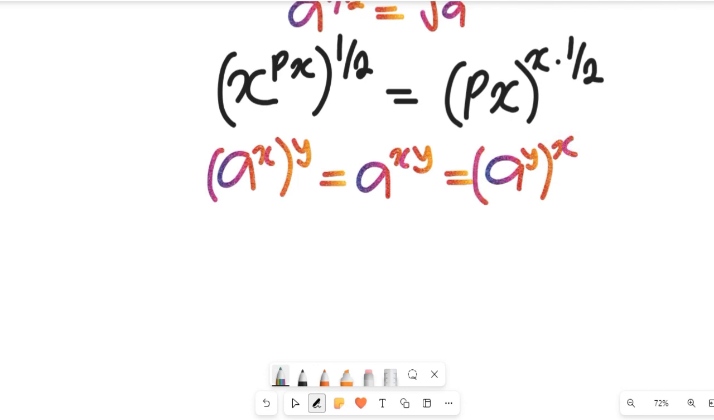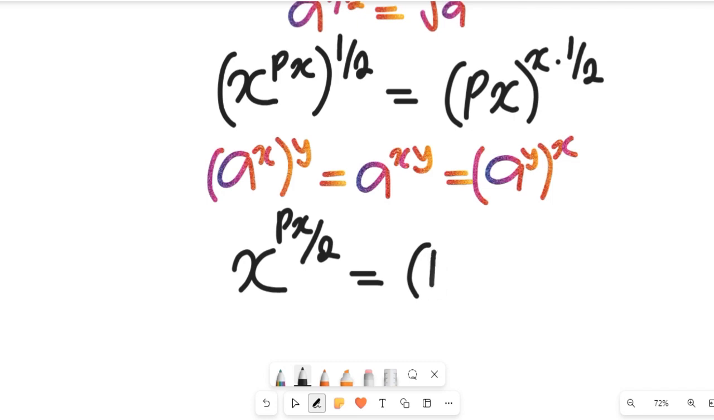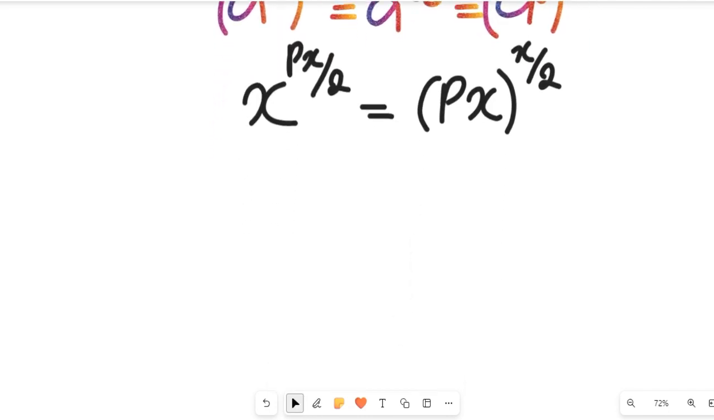So if I have that expression, that means I can work with the exponents in that expression that is given to me. So this expression is now going to give me x to the power of px divided by 2, and this will be equal to px all to the power of x divided by 2. So taking this expression, I can now simplify further. Now if I simplify further, what do I do?